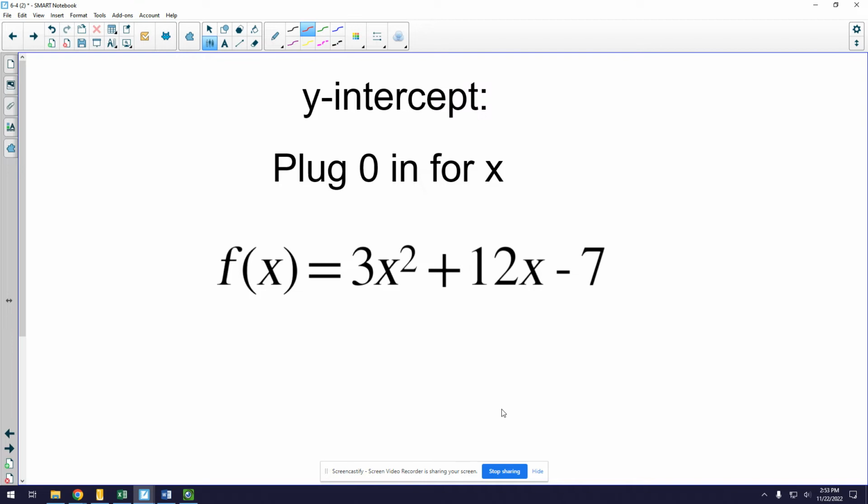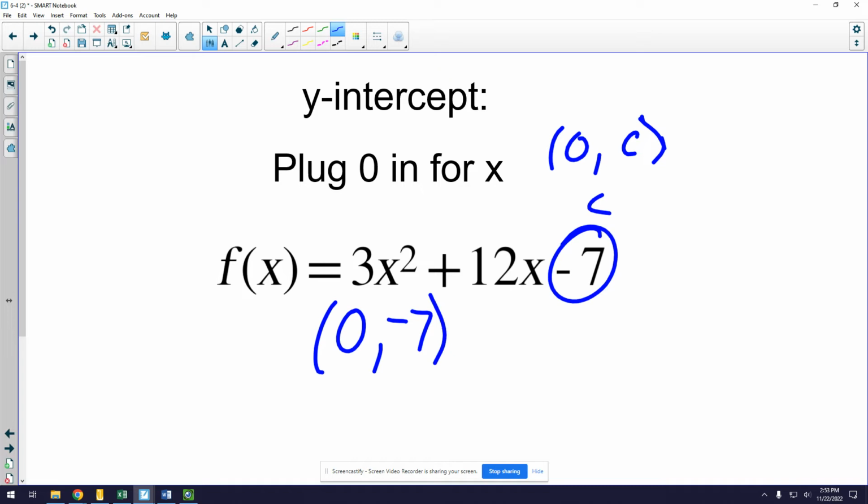Y-intercept is really easy because your y-intercept is on the y-axis. And if you're on the y-axis, then all of your x values are 0. And if all of your x values are 0, then you're going to do 0 squared is 0 times 3 is 0. 12 times 0 is 0. 0 plus 0 is 0. 0 minus 7 is -7. A y-intercept, though, is a coordinate point. So once you know that your y-intercept is just whatever C is, then you have a coordinate point, 0, -7. That's your y-intercept for this function.